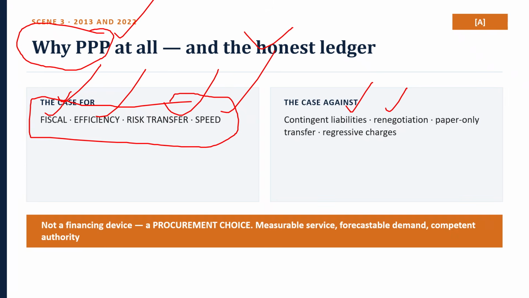Renegotiation risk, where aggressive bids are repriced after award. Risk transferred on paper while the state absorbs it in practice. User charges that are aggressive, so tolls fall hardest on those least able to pay. And thin competition in some sectors, concentrating assets with a few players, and an asymmetry of expertise because the private side is better staffed than the public authority.